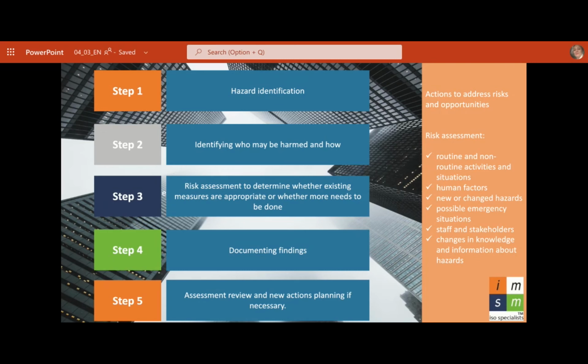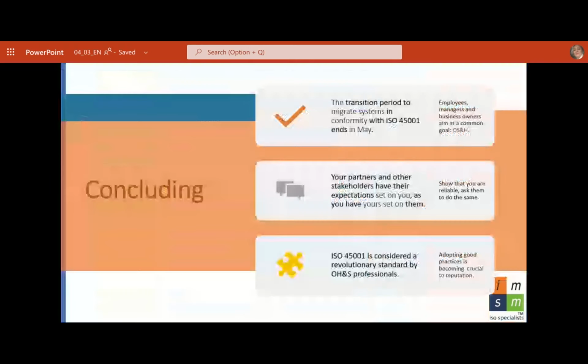Okay, so yes, that's very key, those 5 points and the actions to address the risk. Now, risk assessment is essential in ISO standards. Now concluding, the transition period to migrate systems in conformity with ISO 45001 ends in May.